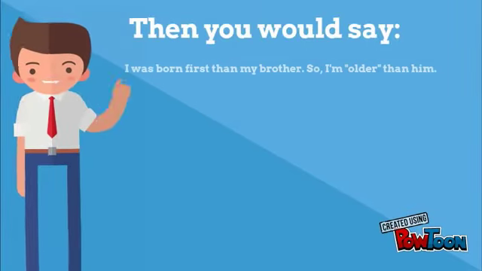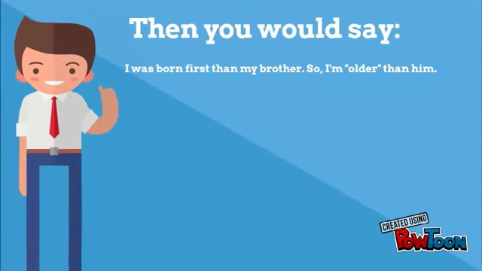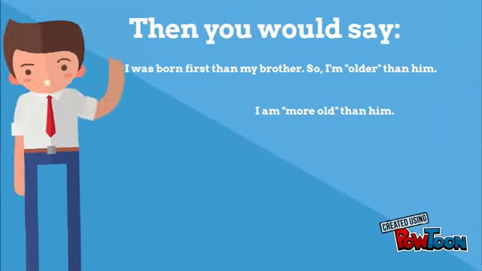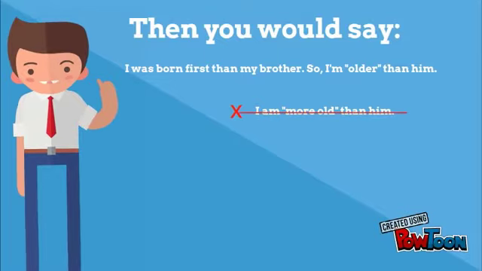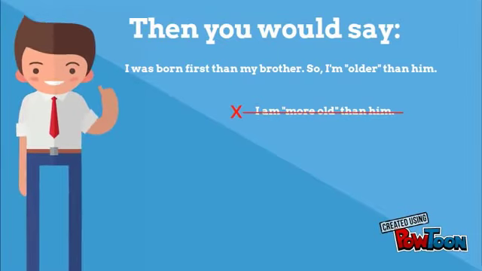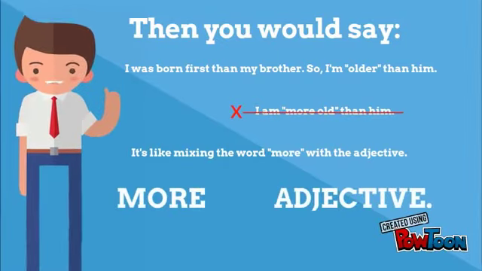Then, you would say something like, I was born first than my brother, so I am older than him. What you cannot say is, I am more old than him. This is not correct. It's like mixing the word more with the adjective.